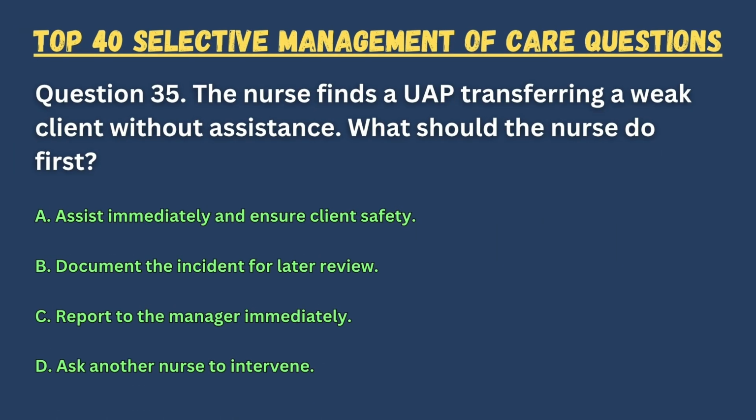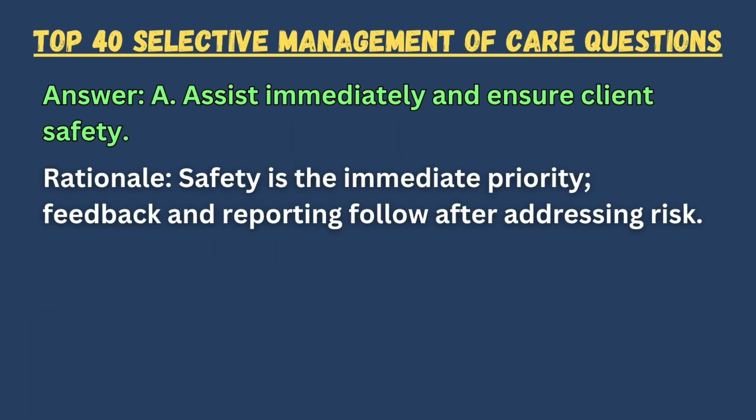Question 35. The nurse finds a UAP transferring a weak client without assistance. What should the nurse do first? A. Assist immediately and ensure client safety. B. Document the incident for later review. C. Report to the manager immediately. D. Ask another nurse to intervene. Answer. A. Assist immediately and ensure client safety. Rationale. Safety is the immediate priority. Feedback and reporting follow after addressing risk.